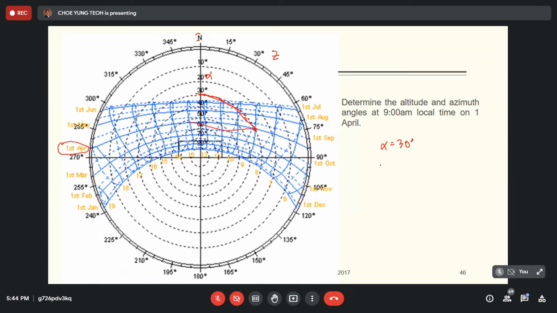And then the azimuth angle, same thing. We draw from the middle point, pass through the point and go straight. Okay, so I can say that the azimuth angle is around 62. Okay, but what is the sign? It should be negative in the morning. So you should have negative 62 degrees.